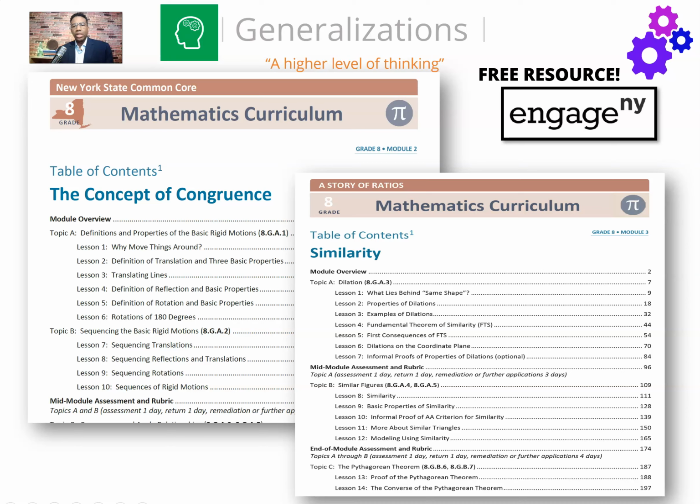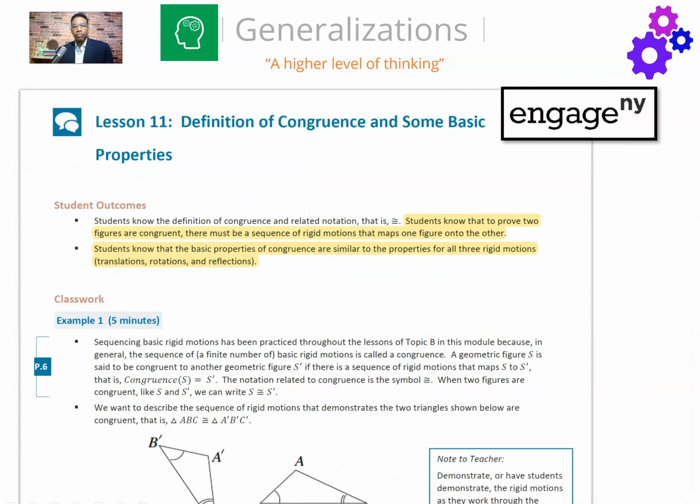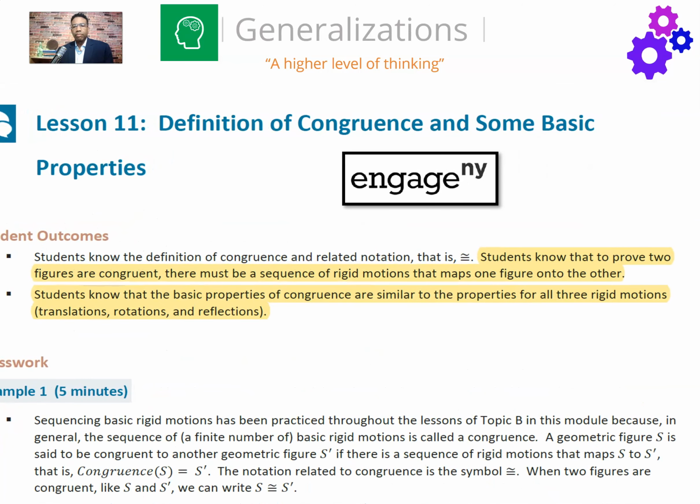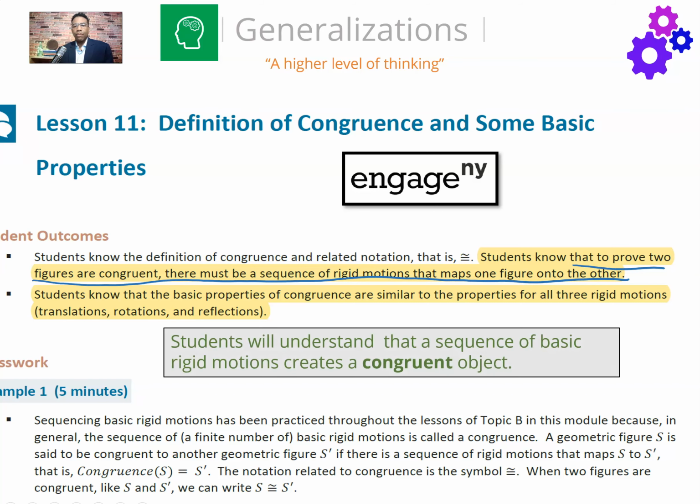So my source for generalizations is Engage New York, and it's free. Great resource. For example, again, we're working with congruence. Went to lesson 11 and found this statement: "Students know that to prove 2 figures are congruent, there must be a sequence of rigid motions that maps one figure onto the other." Let's see if we can write that with no no-no verbs. "Students will understand that a sequence of basic rigid motions creates congruent objects."